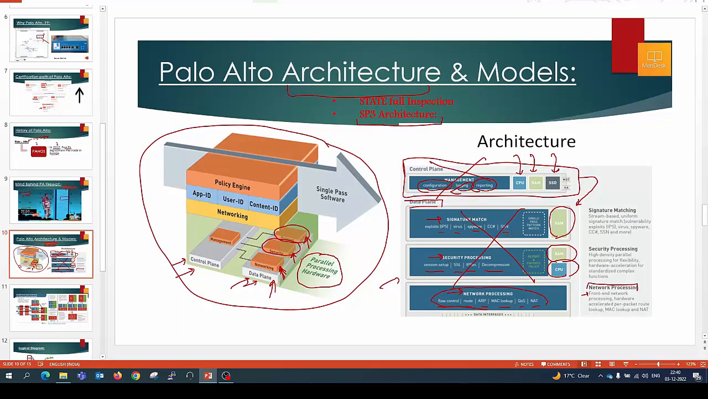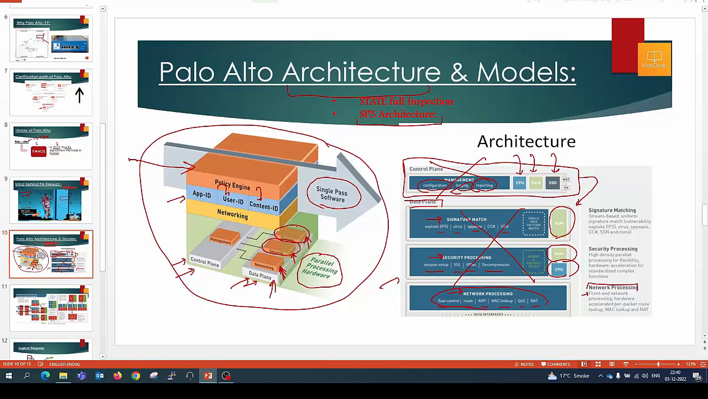And if you talk about the next generation features, for example, application ID, user ID, content ID, right? When the packet comes in, you can understand over here that all these packets will be passed inside all these engines together, and that is called single pass software.